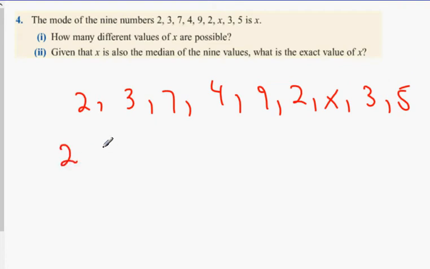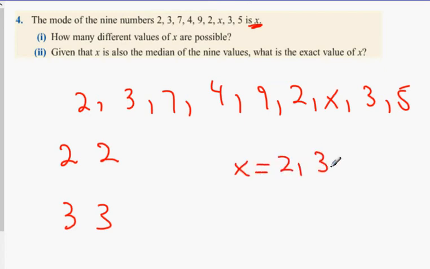Now 2 happens twice, 3 happens twice. Any other number turn up twice? No. X only turns up once. The last x doesn't count. It actually says the mode is x. So x can either be 2 or 3 to tip the balance. So if x is 2, that means you have 3 2s. Or if x is 3, you have 3 3s. So it's whichever one's the most common. So x can either be 2 or 3.